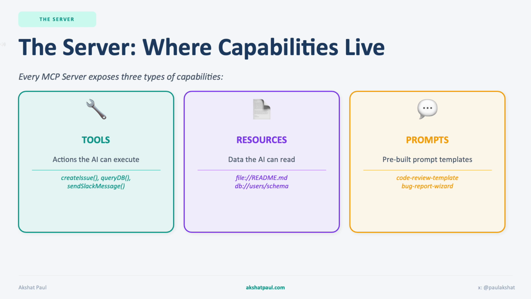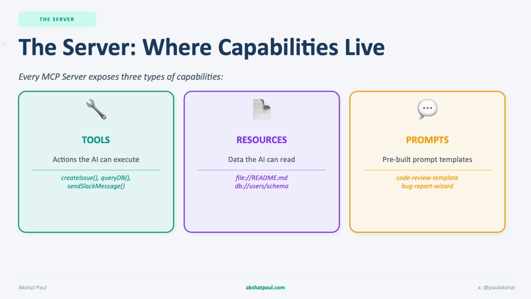Every MCP server exposes three types of things, three primitives, and understanding these three is fundamental. First, tools. Tools are actions, things the AI can actually do. Create a GitHub issue, query a database, send a Slack message. Tools are the most commonly used primitive, and they're what people typically think of when they think about MCP. When the AI wants to take action in the real world, it calls a tool.